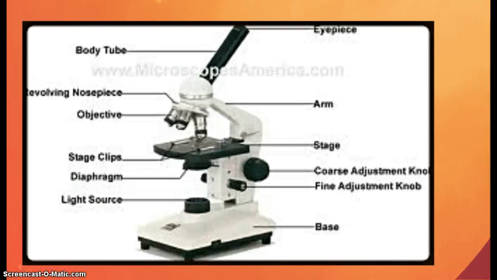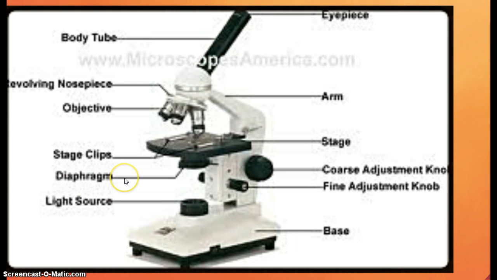Below the stage is the diaphragm, which is a revolving disc under the stage to adjust the light source that comes up through to view your object. And here's your light source. Some cells are more visible with more light, and some cells are more visible with less light.